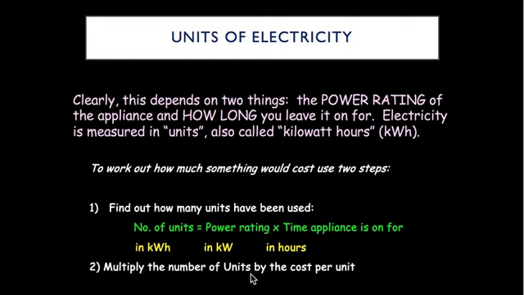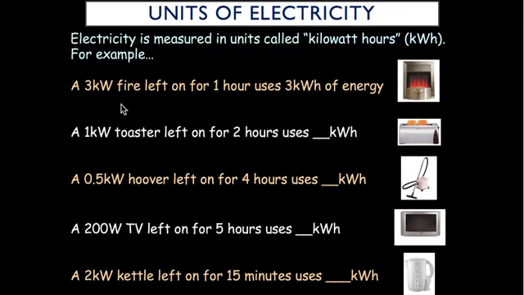But let's say that it costs you, say, 15p per unit. So every unit of electrical energy would cost you 15p. I've just said that we've had 2 kilowatt hours from our kettle on all week, so 2 times 15, so my kettle for a week would cost me 30p, for example. Let's have a look at a few more examples of this.